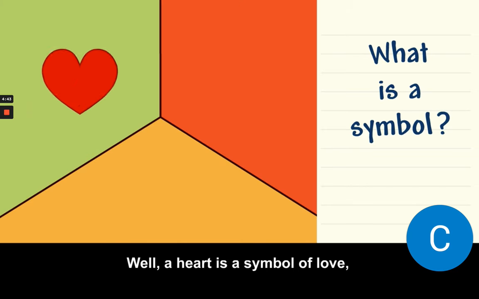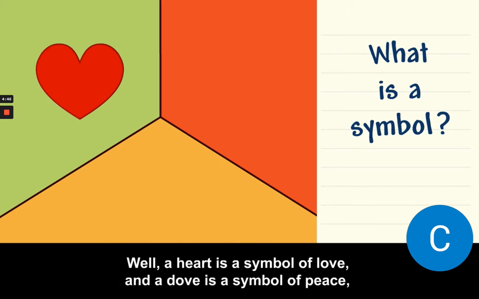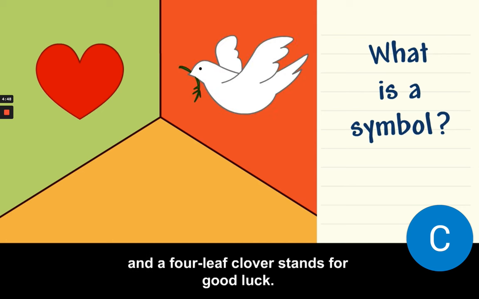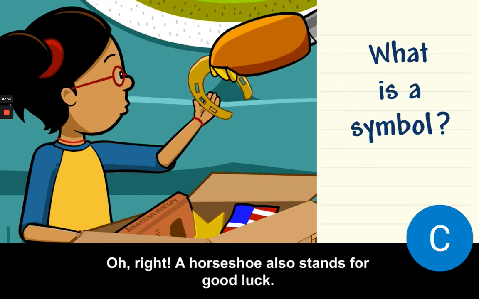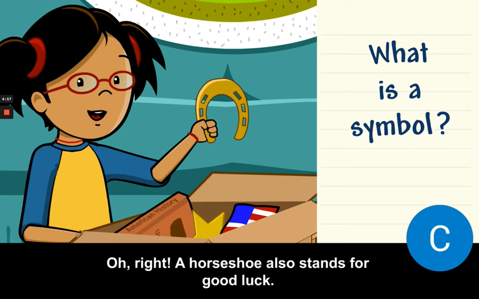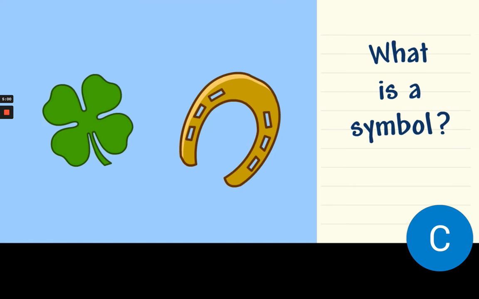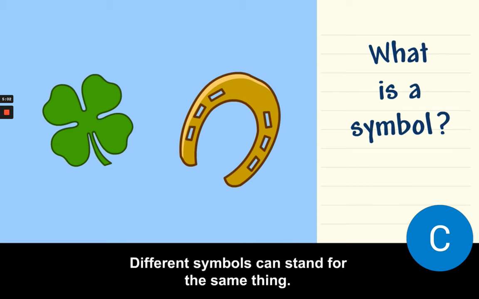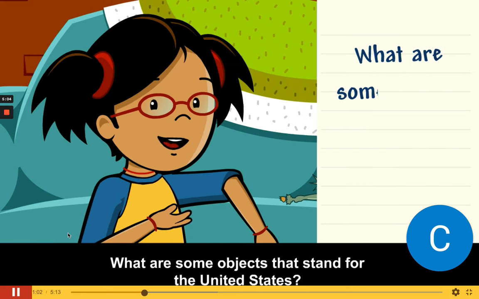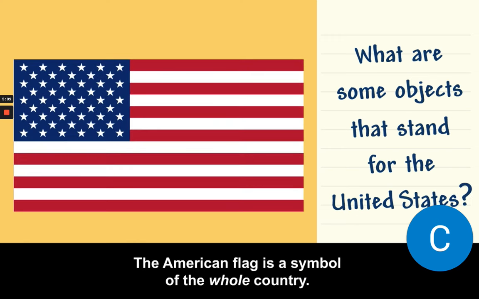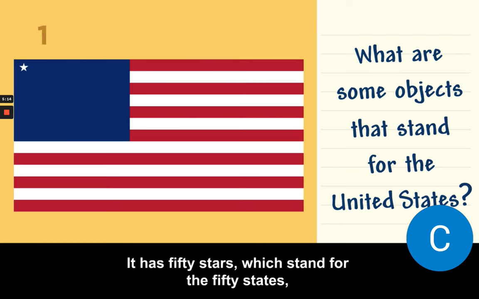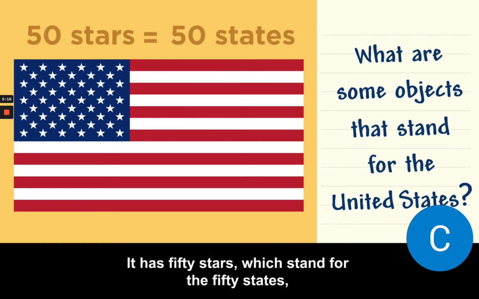Well, a heart is a symbol of love, and a dove is a symbol of peace, and a four-leaf clover stands for good luck. Oh, right. A horseshoe also stands for good luck. Different symbols can stand for the same thing. What are some objects that stand for the United States? The American flag is a symbol of the whole country. It has 50 stars, which stand for the 50 states.